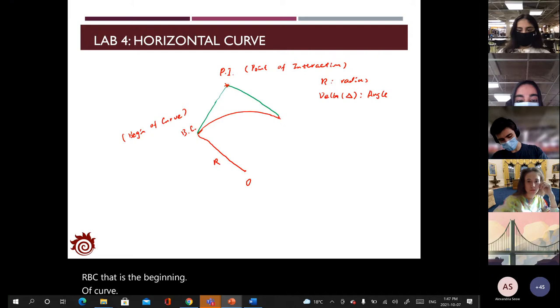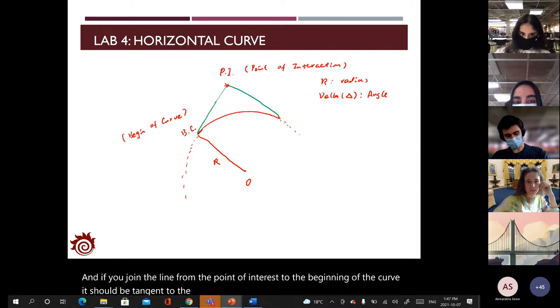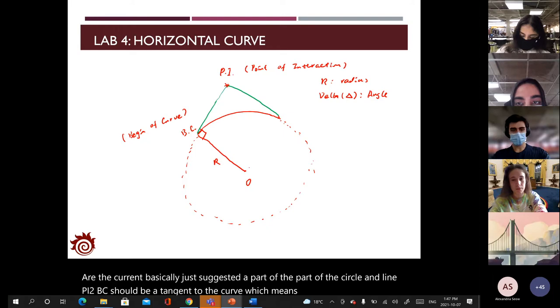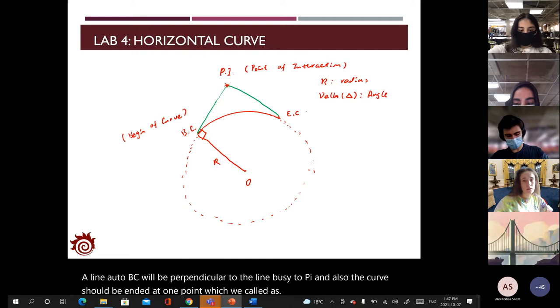If we draw a line from the point of interest to the beginning of the curve, it should be tangent to the curve. I will just try to make this one a circle. The curve is basically part of the circle, and the line PI to BC should be tangent to the curve, which means that the line O to BC will be perpendicular to the line BC to PI. Also the curve should end at one point, which we call EC, the end of the curve.